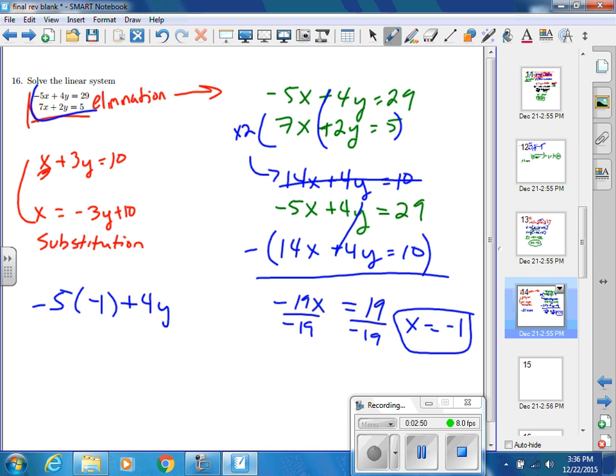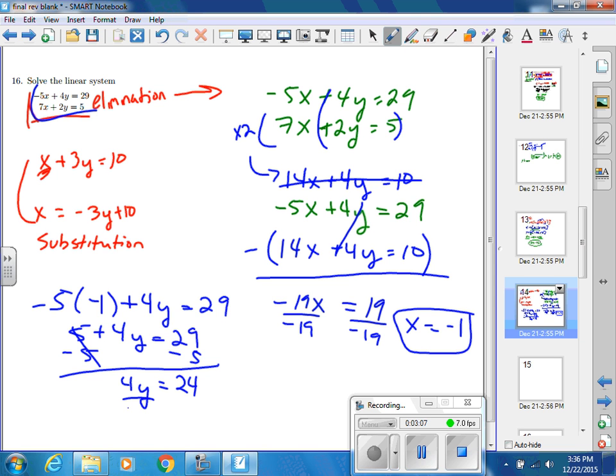Minus 5x plus 4y equals 29. So negative 5 times negative 1 is going to be positive 5 plus 4y equals 29, minus 5. Just solving for y at this point, nothing serious. 4y equals 24. Now I just divide. And I get that y is equal to 6.